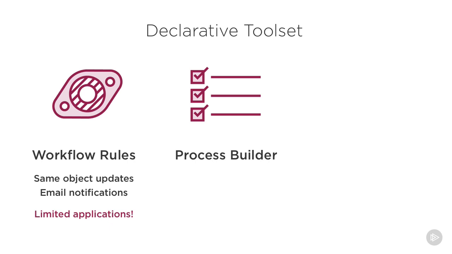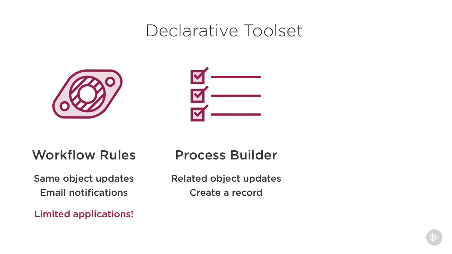The next tool available to admins is the big daddy of workflow rules. It's known as Process Builder. Process Builder expands on the functionality of workflow rules and gives you two new pieces of functionality. The first is the ability to do field updates on related objects. For example, you might want to update an account status field whenever a related case is closed.